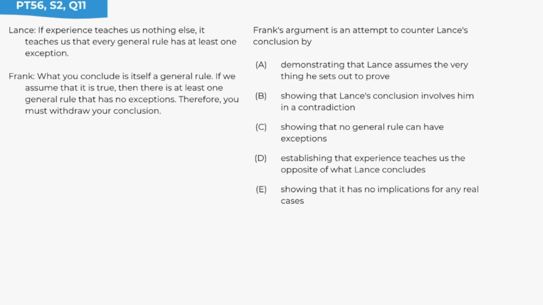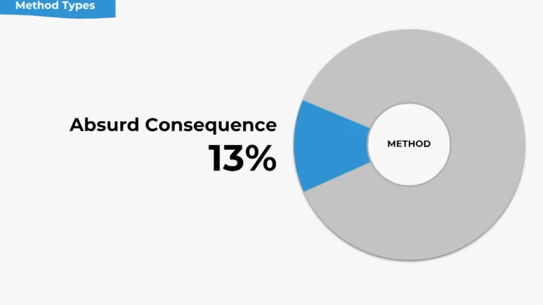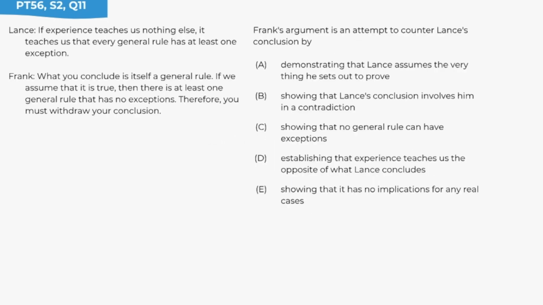Look out for arguments on method questions where the second person goes about undermining the first person by running with their idea, running with the conclusion reached by the first person until it reaches an absurd consequence. And then coming back and saying, okay, therefore your idea doesn't make any sense. So in this case, we're being asked to describe how Frank goes about undermining Lance.